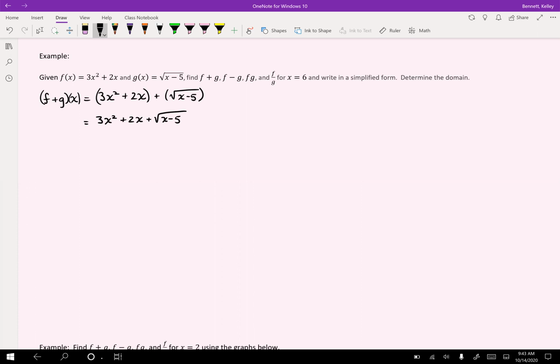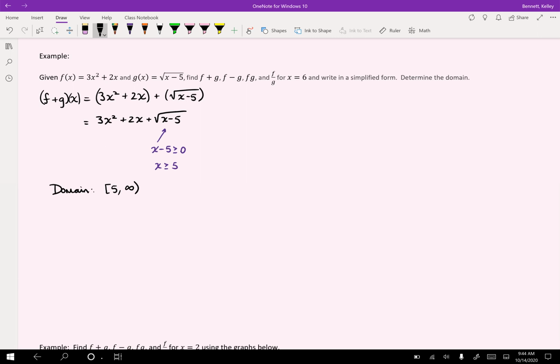I want to look at the domain. So for the polynomial part, 3x squared plus 2x, there's no issue there. I can plug in whatever I want, any real number. But for the square root of x minus 5, this is telling me that x minus 5 has to be greater than or equal to 0, right? Because we need to plug in non-negatives into our radical. So then I go ahead and I solve that for x. So I see that x has to be greater than or equal to 5. So for our domain, you want to start at 5 and go out to infinity.